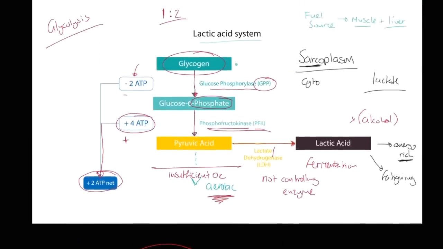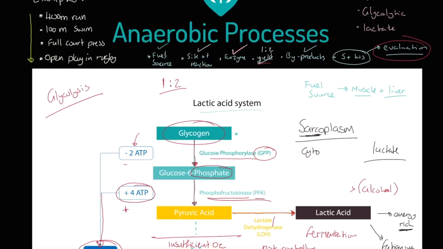So have we addressed our main points? Fuel source, glycogen, thank you. Site of reaction, sarcoplasm, thank you. Controlling enzyme, PFK, phosphofructose kinase, you can mention GPP as well, glucose phosphorylase. Energy yield, 1 to 2, thank you. Byproducts, lactic acid, hydrogen ions, fatiguing, thank you. Strengths and weaknesses, we just did them. We're in great shape to discuss this model.